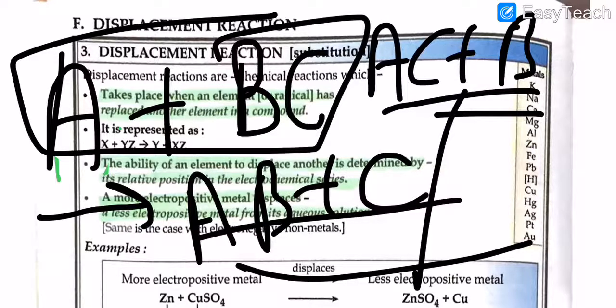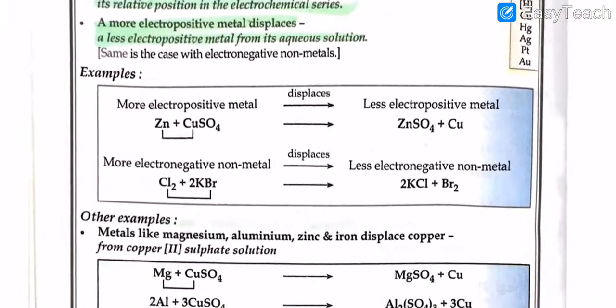And the ability of an element to displace another is determined by its relative position in the electrochemical series, and a more electropositive metal displaces a less electropositive metal from its aqueous solution. Same in the case of electronegative nonmetals. So let's take a few examples in this.